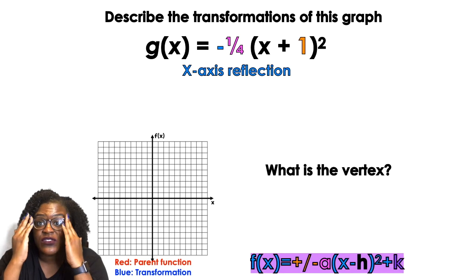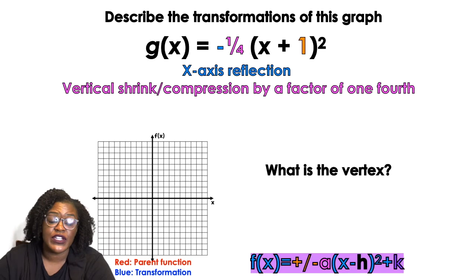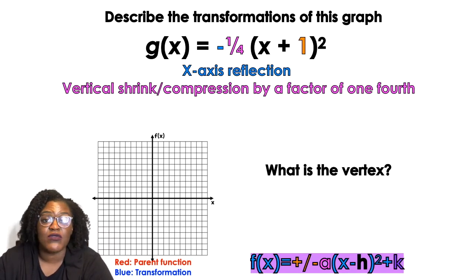So that is a vertical stretch or a vertical shrink. And it depends on if the absolute value of that number is greater than 1 or less than 1, right? So it's actually gonna be a vertical shrink or vertical compression, depending on who you ask, by a factor of 1/4. You always wanna say the factor of the shrink or the stretch.